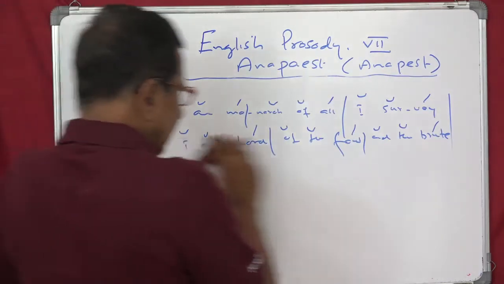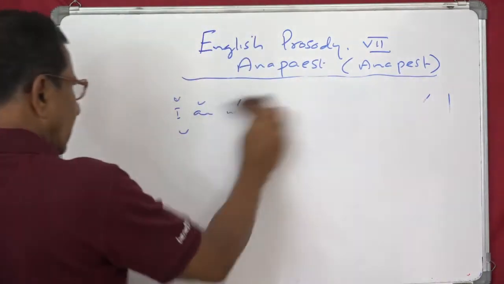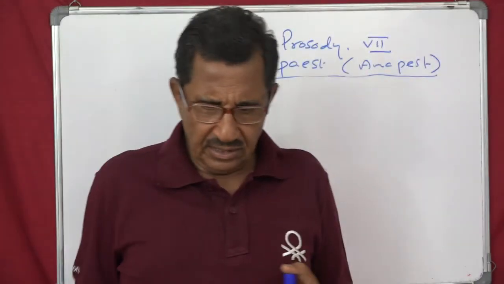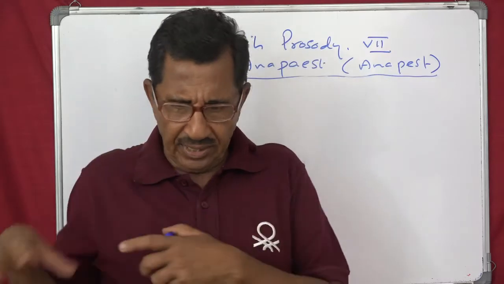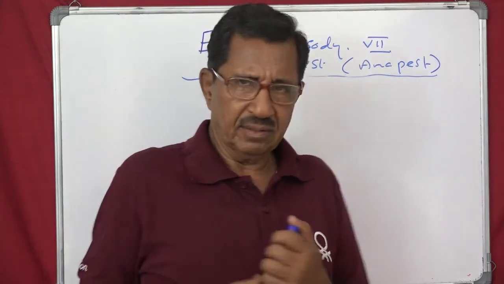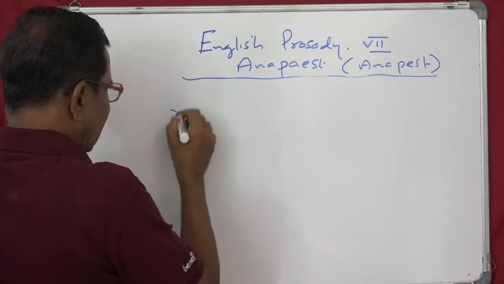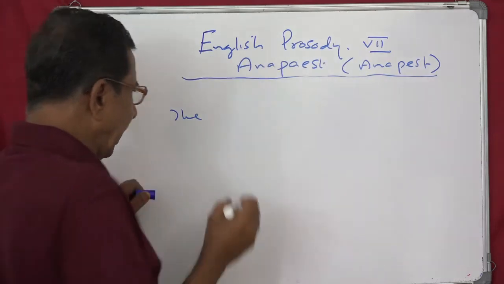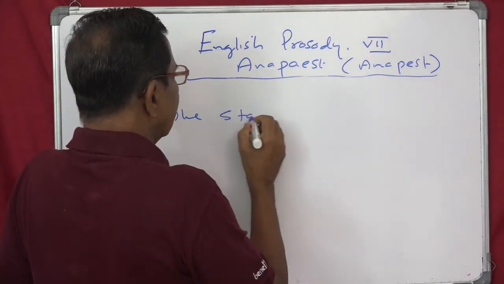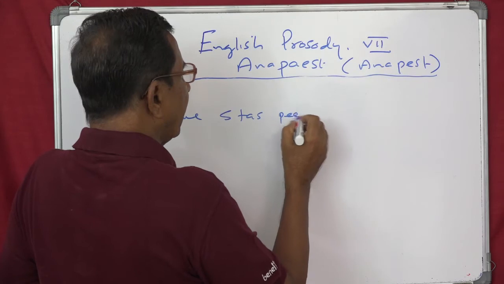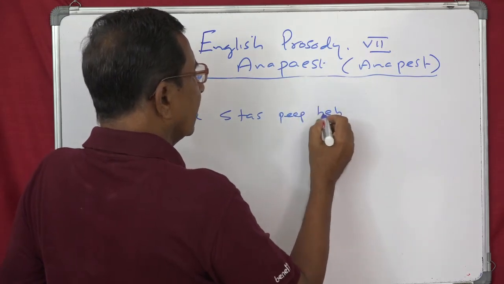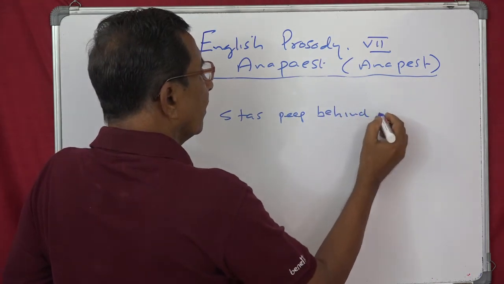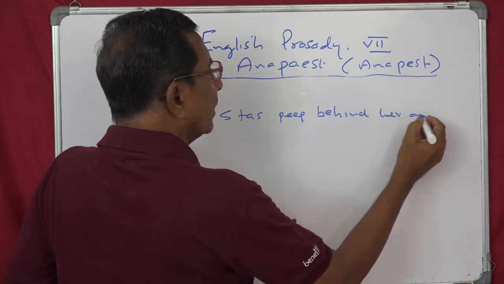Then you have got one more example. That is The Cloud by Shelley. The line is like this: the stars peep behind her and peer. The stars peep behind her and peer.